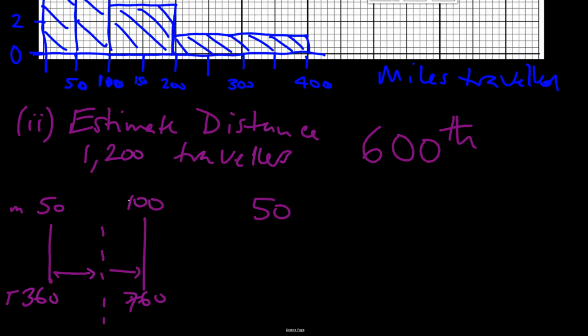and over this distance we've gone up 400 individual travellers, but actually we only need to get up to the 600th traveller, which would be this distance here. Therefore it will be 240 within the group. We had 360 out by the time we got to 50, and now we have 240 more to get to 600. So this is an approximation, as this is linear here, isn't it?